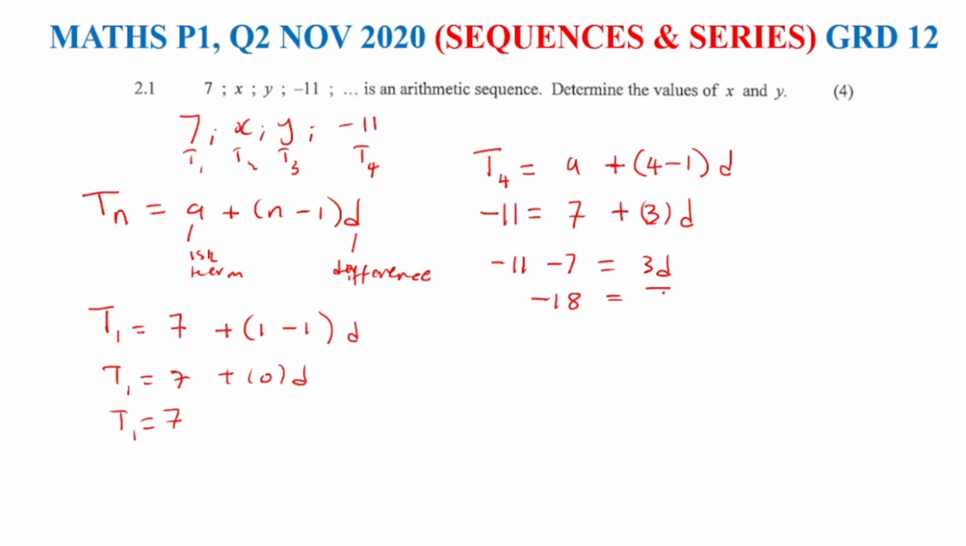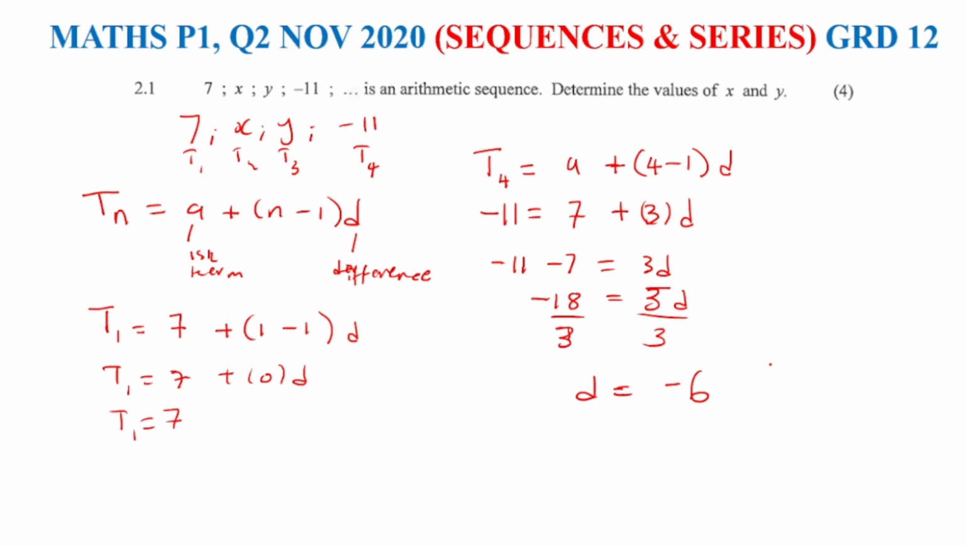Therefore minus 18 is equal to 3d. Then we need to divide both sides by 3 because we are looking for d. This should give us minus 18 divided by 3. Let's check on our calculator there. This is going to give us minus 6. So we have got minus 6 there as our answer.